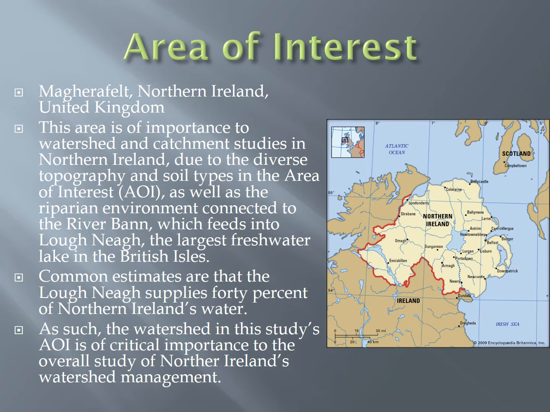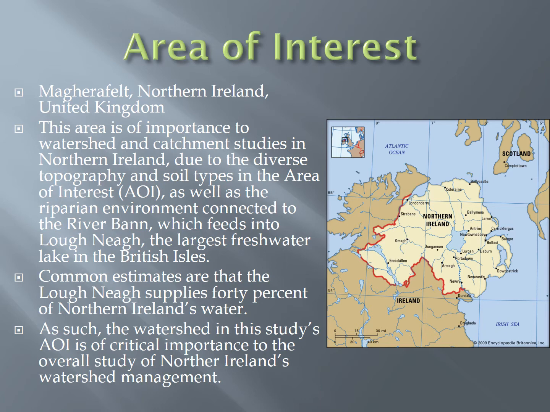So this is the area of interest on the right side. You can see this entire Northern Ireland portion is not our area of interest. A small watershed is. It is the Magherafelt Northern Ireland watershed in United Kingdom, and the area is of importance to watershed and catchment studies in Northern Ireland because it has diverse topography. Soil types in the area are also heterogeneous, as well as the riparian environment connected to River Bann, which feeds into the Lough Neagh, the largest freshwater lake in the British Isles.